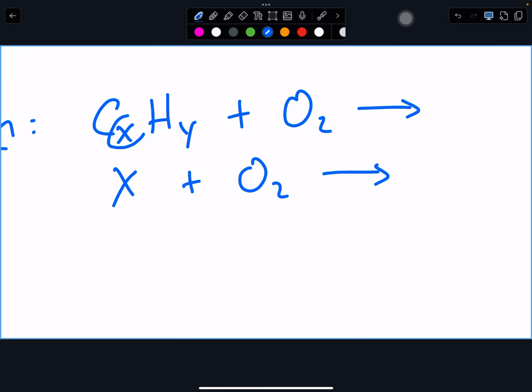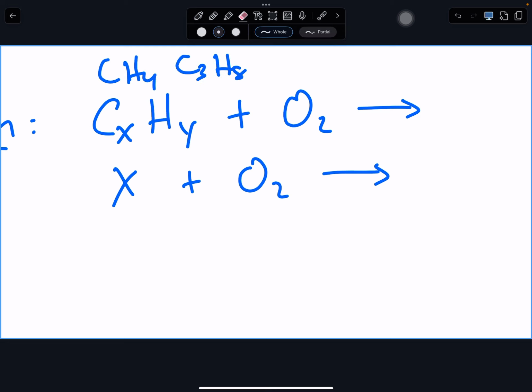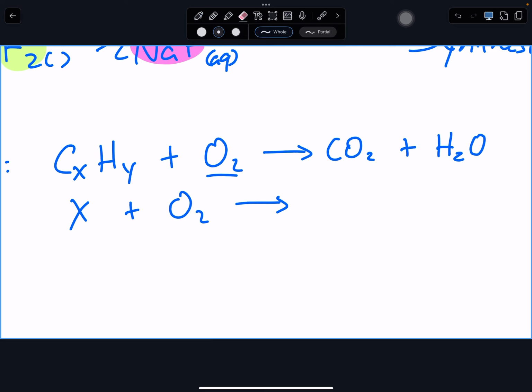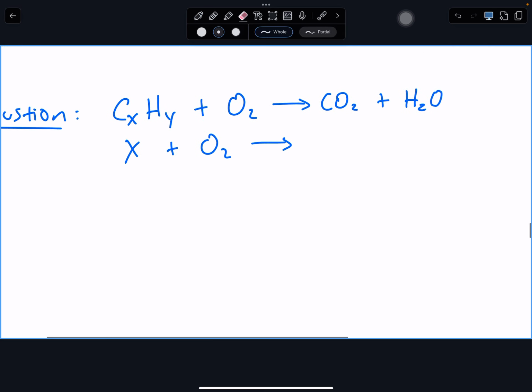So x and y are just numbers. So any number of carbon, any number of hydrogens, I could have CH4, I could have C3H8. This is called a hydrocarbon because I have hydrogen and carbon in it. Any hydrocarbon reacting with oxygen will always make CO2 and H2O all the time. Every single time. So look, if I gave you this problem.